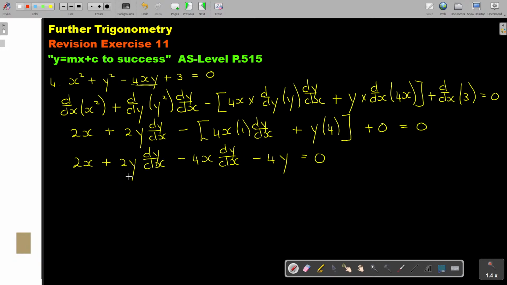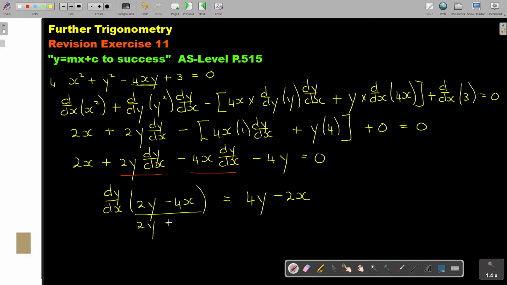Now I look at my terms with dy over dx and I take it out as a common factor. So dy over dx, and that's 2y minus 4x. And then I'm taking the other 2 over, so negative, let's just take first the y. So 4y minus 2x. And then I divide by 2y minus 4x.